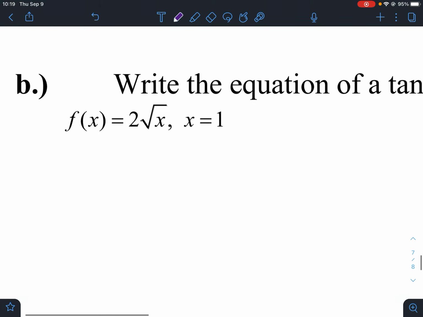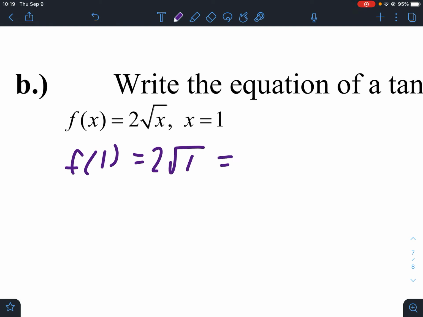So here we have a function and just an x coordinate. So we don't have the full point and don't have the slope. That's okay. We'll be able to find them both pretty quickly. First, let's find the point. So to get the point, we just want to put 1 into our equation. That's 2 times 1 or 2. So our point is 1 comma 2.